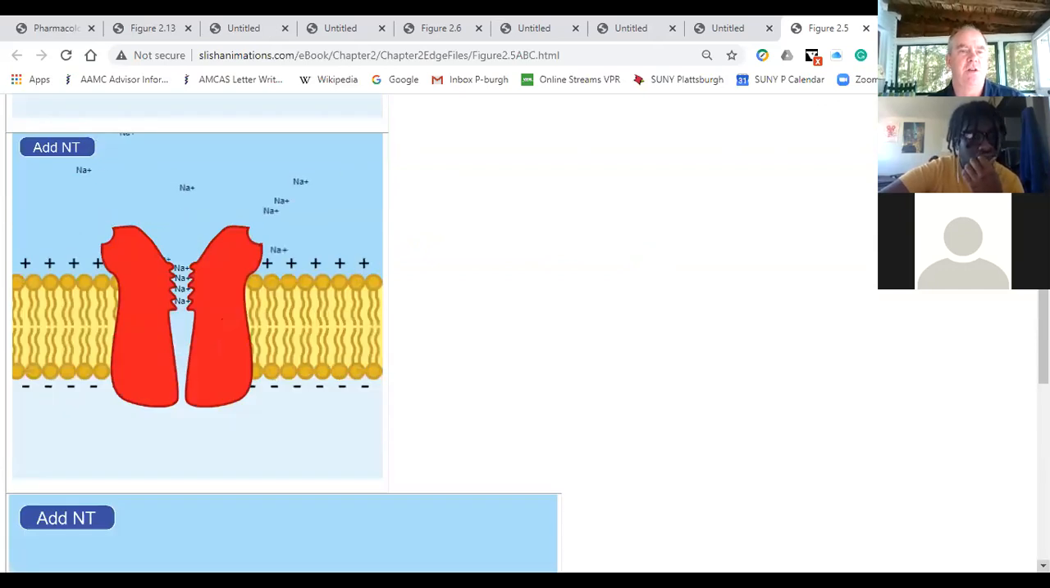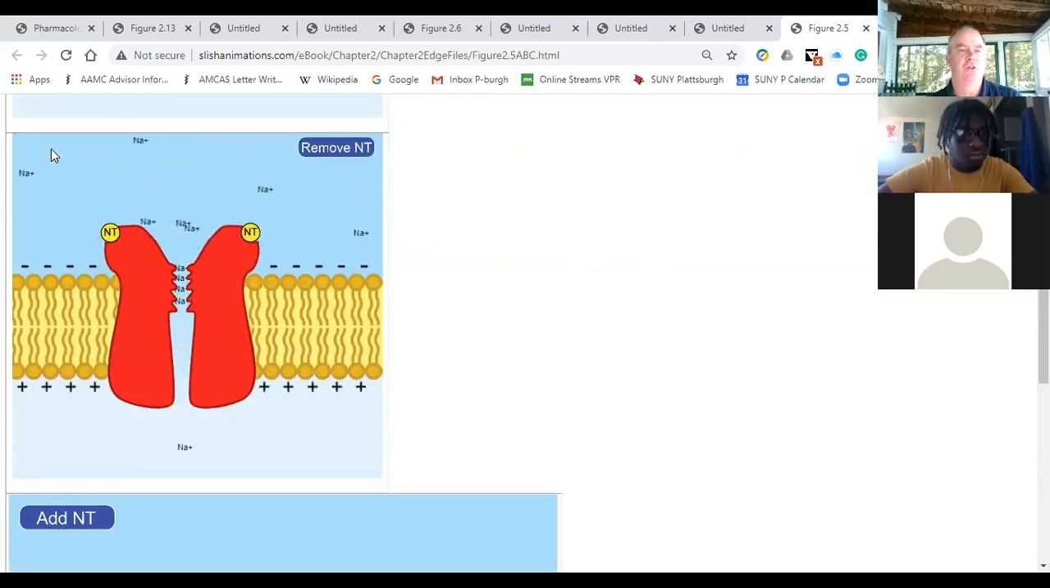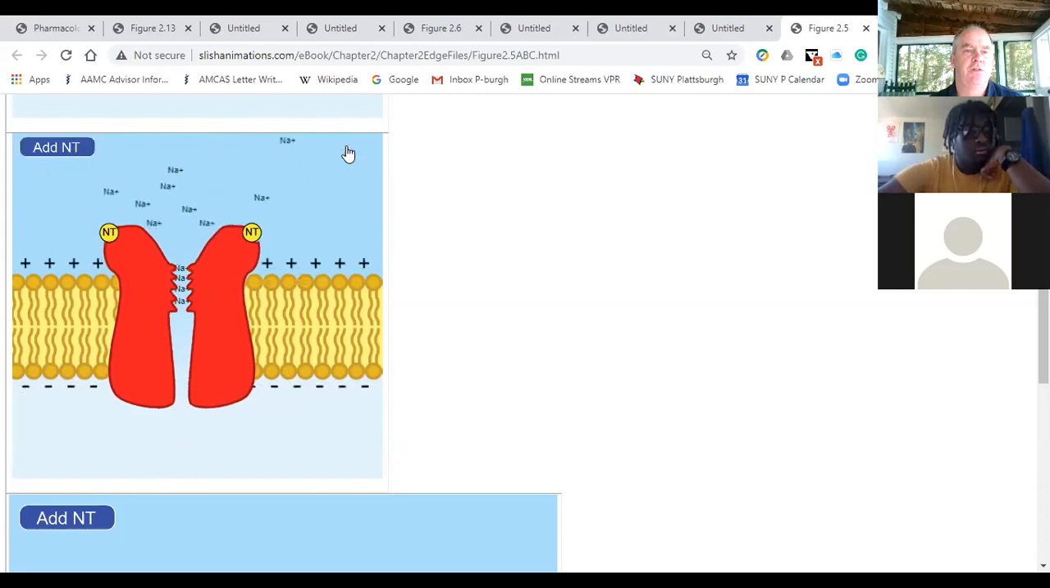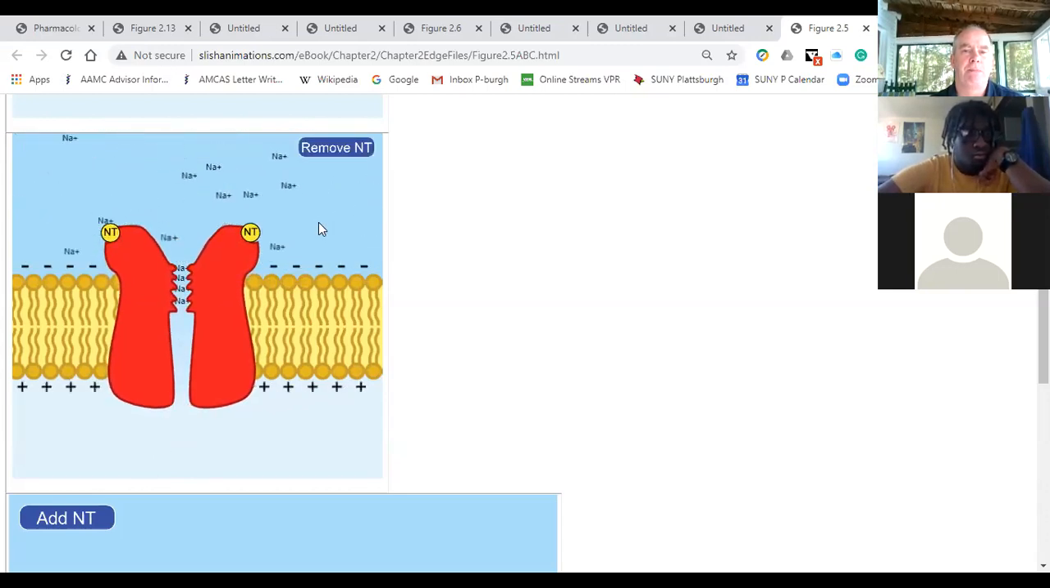Okay, this is definitely an ionotropic channel, which means when the neurotransmitter goes in, that causes opening of the channel, and then sodium goes through. So that's ionotropic, where the channel and the receptor are the same molecule, same protein. I mean, remove the neurotransmitter, and it goes back. Add the neurotransmitter. Remove the neurotransmitter. I can do this all day.